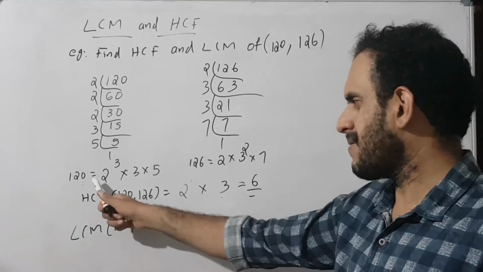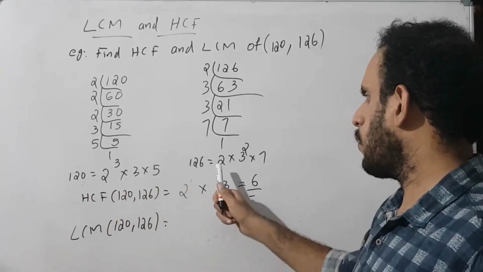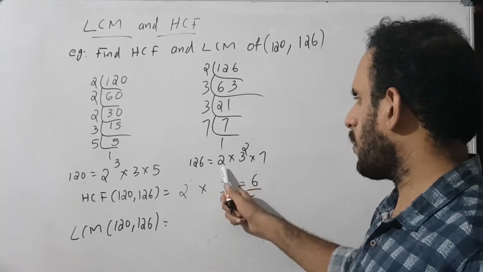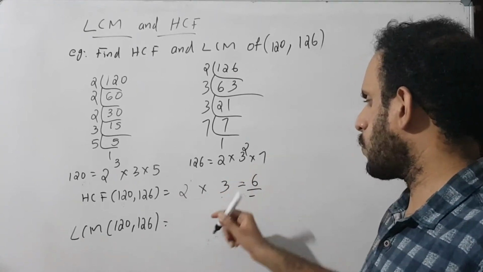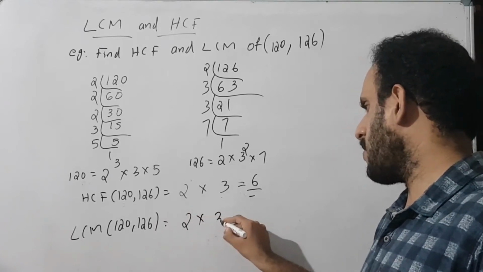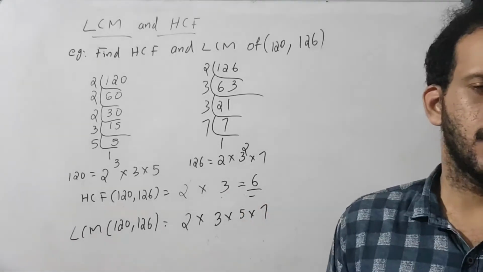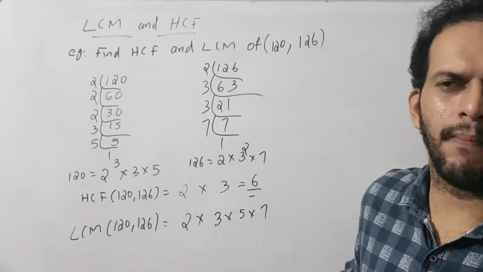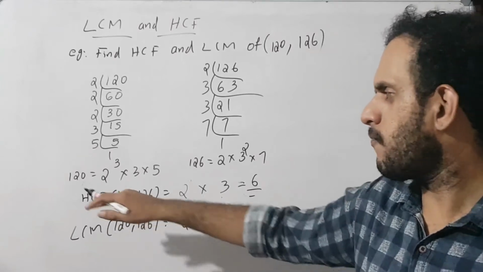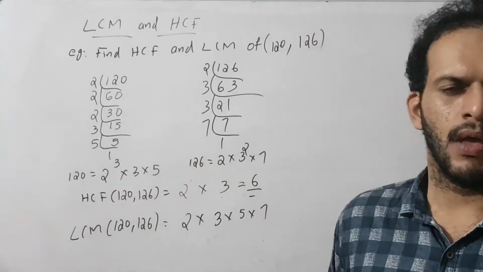What are the numbers existing in 120? 2, 3, 5. Here also 2, 3. 2 and 3 are common. Then what is the remaining? 7. So we write all the prime numbers: 2 is there, 3 is there, 5 is there, and 7. These are the numbers involved in the prime factorization of 120 and 126.